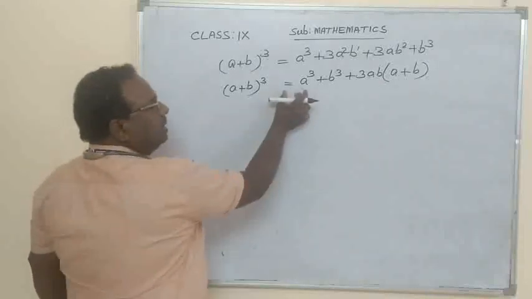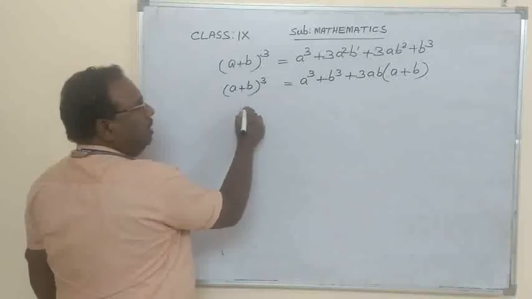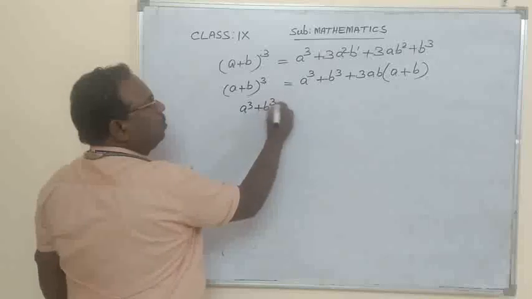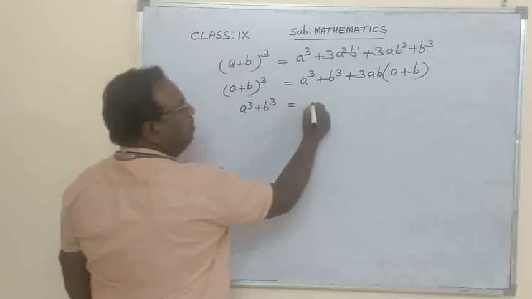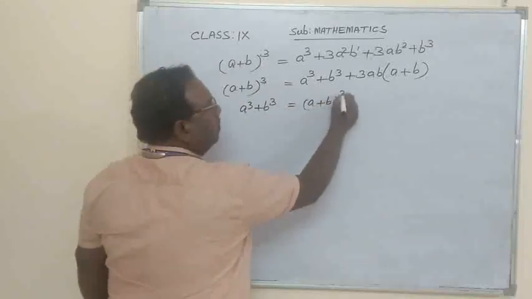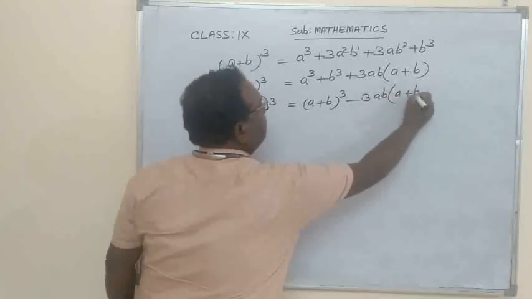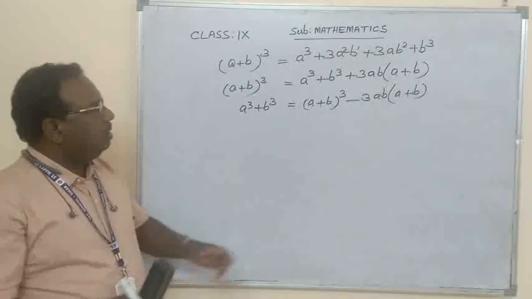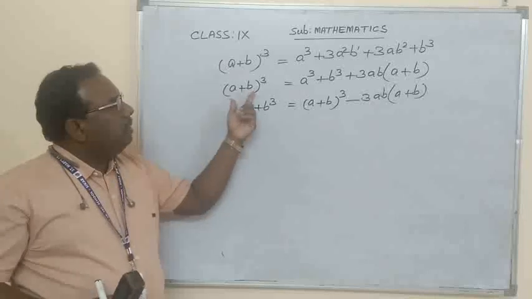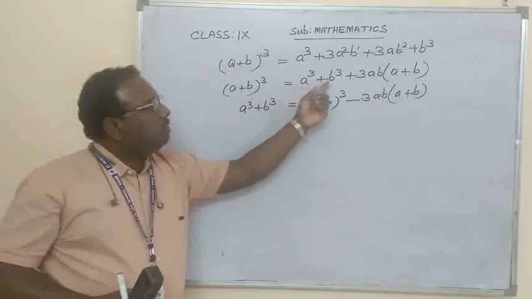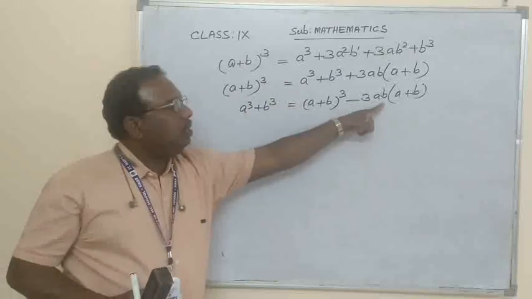Again, from the second formula we can derive one more formula. a cube plus b cube is equal to (a plus b) whole cube minus 3ab into (a plus b). Carefully look at the board. a cube plus b cube is equal to (a plus b) whole cube minus 3ab into (a plus b).